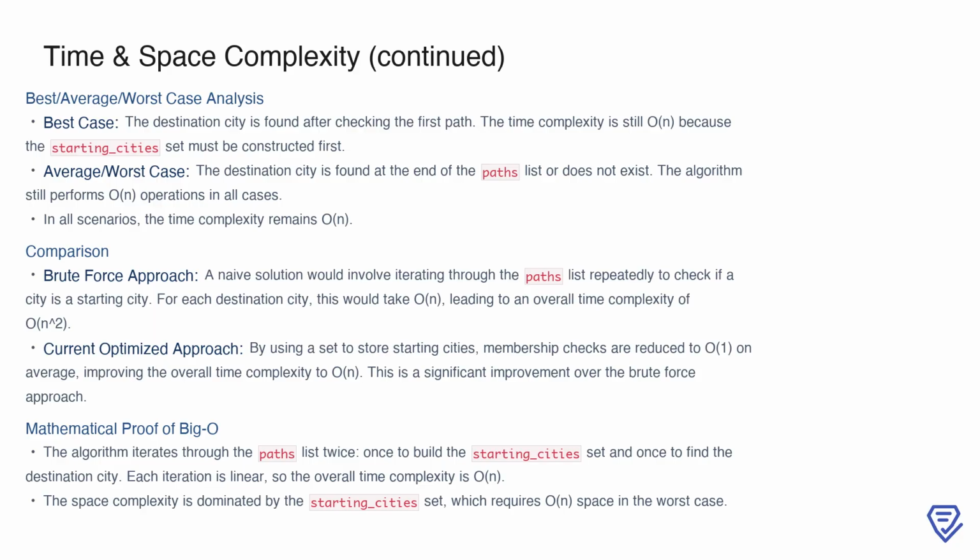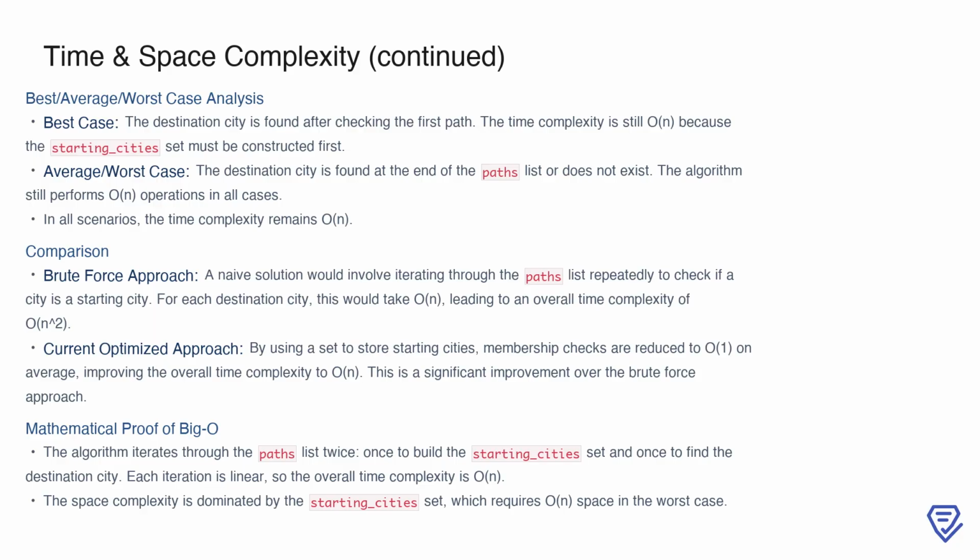When we compare this to a brute force approach, the advantages of the optimized solution become clear. A naive method might repeatedly iterate through the paths list to check if a city is a starting city, resulting in a time complexity of O(n²). By using a set for the starting cities, we reduce membership checks to O(1) on average, significantly improving the overall complexity to O(n). This improvement highlights the efficiency of the optimized approach.